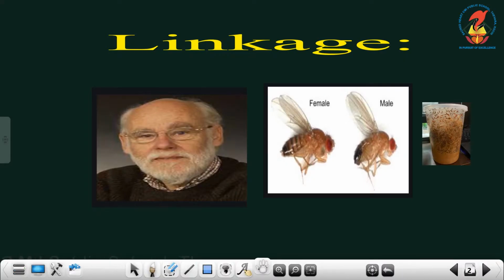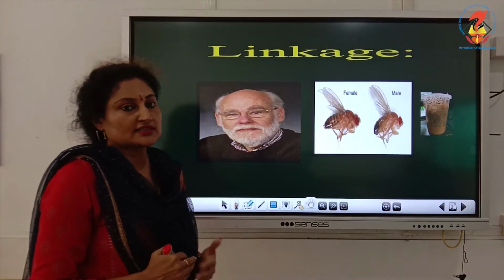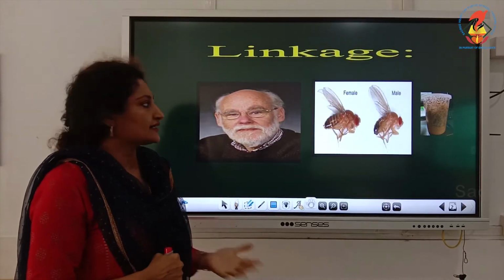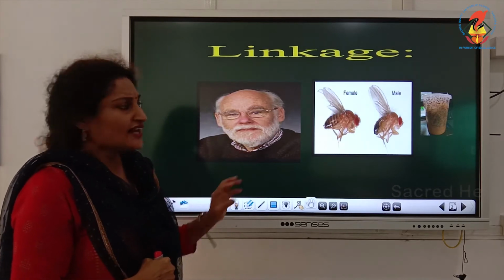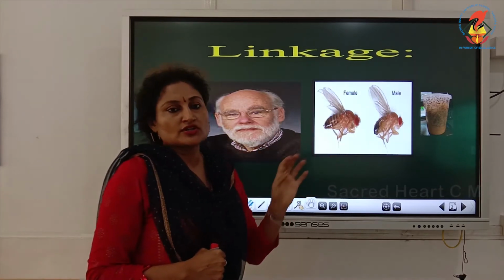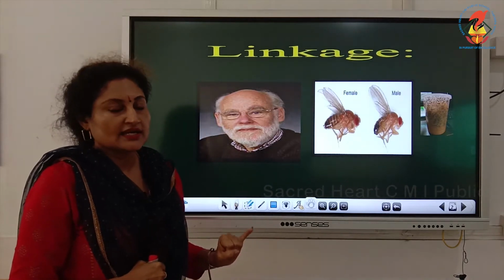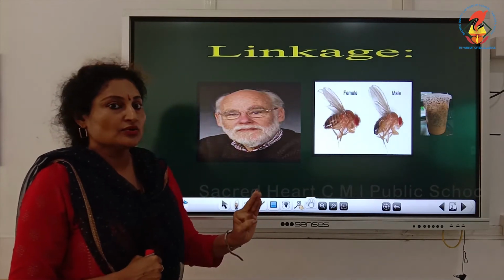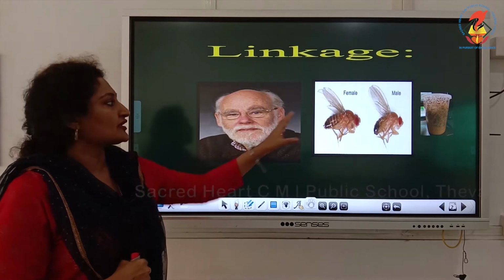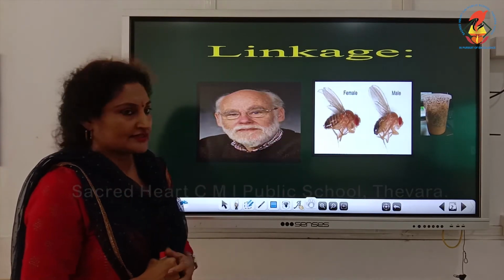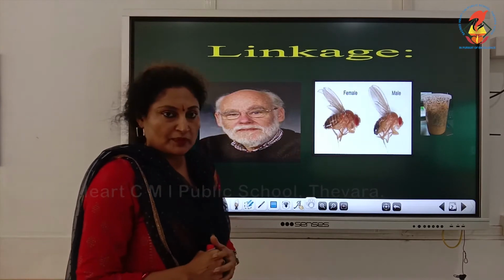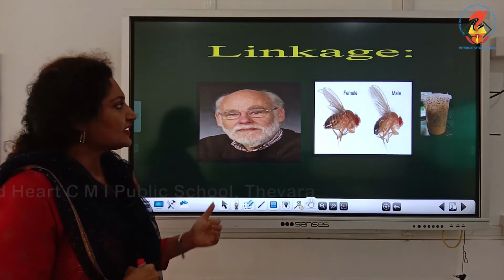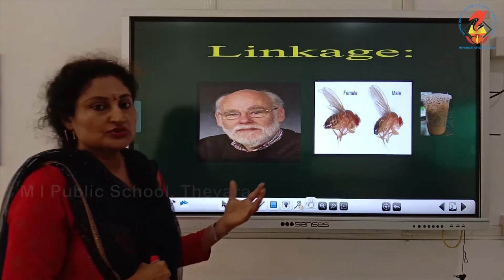See, we can see a female and a male fruit fly. Experiments were conducted by Thomas Hunt Morgan, similar to the dihybrid experiments conducted by Gregor Johann Mendel on garden pea, very much similar. He found that all of Mendel's laws were applicable, the first law of dominance and the second law of segregation, but he noticed that the third law of independent assortment was not applicable to the fruit flies. Before going into his experiments and the conclusions he derived, let's see the advantages of using the fruit fly.